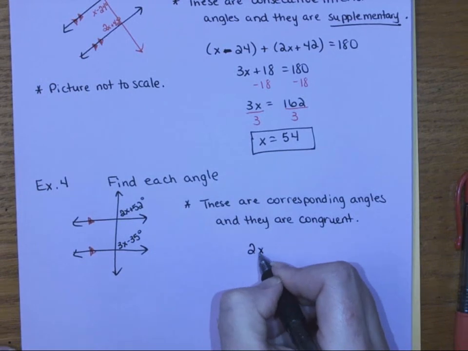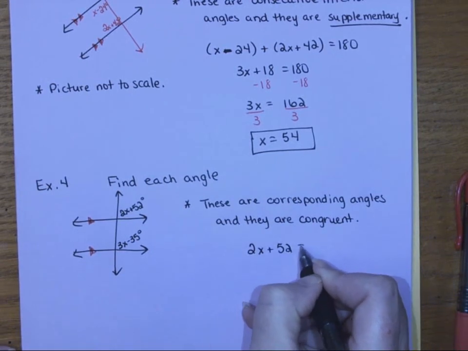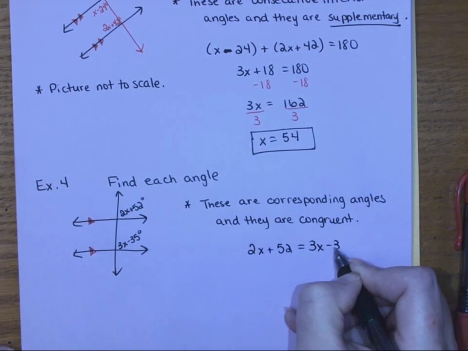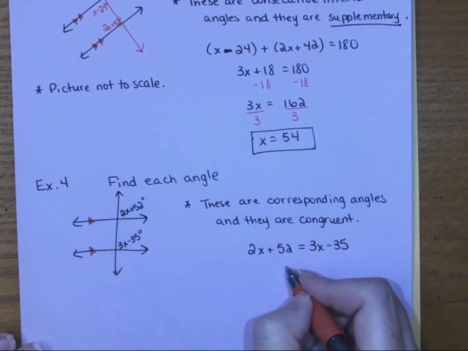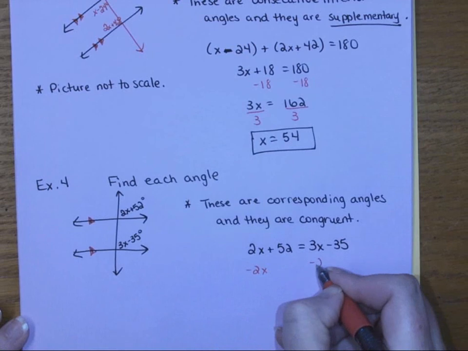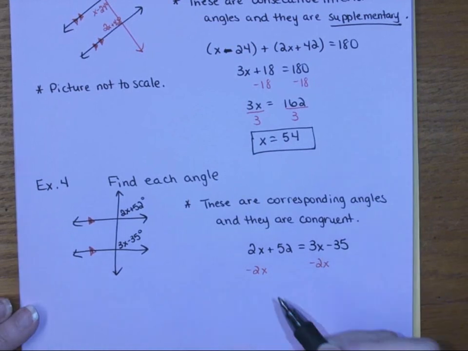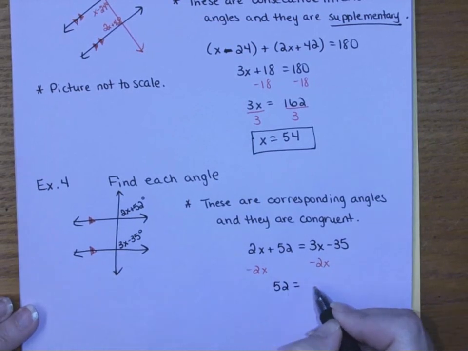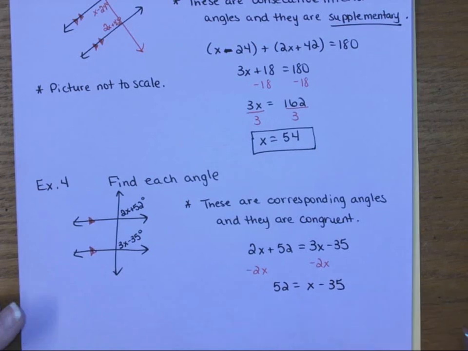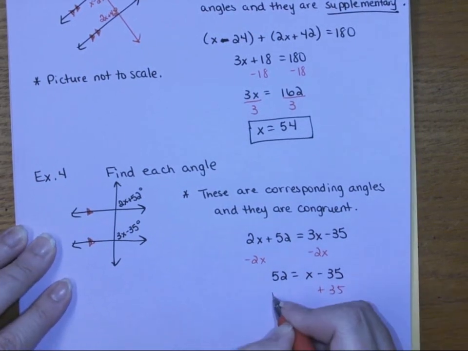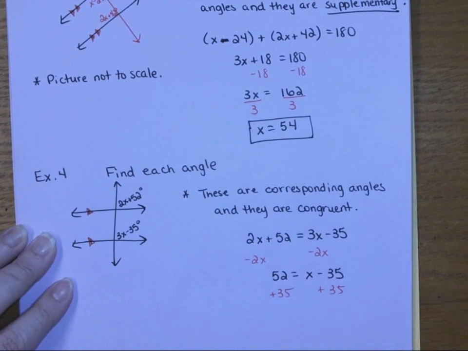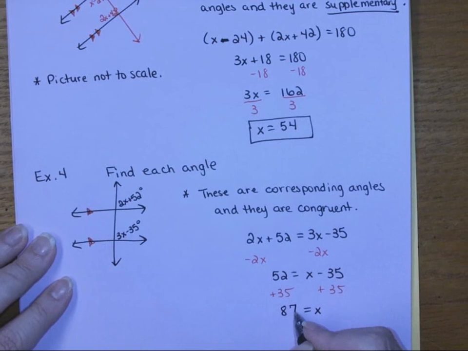So in other words, I just need to set these equal to each other. I don't add them up and set them equal to 180. And then I just need to solve. So I'm going to move 2x this way. Okay, that's going to give me 52 equals x minus 35. And then if I want to solve for x, I'll add 35 to both sides. So in the end, I get that x equals 87.